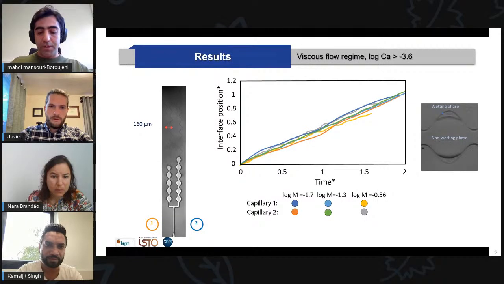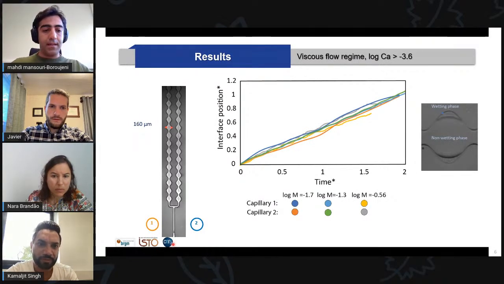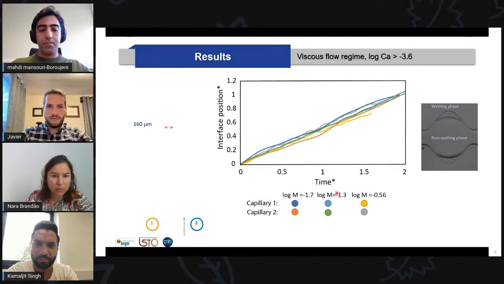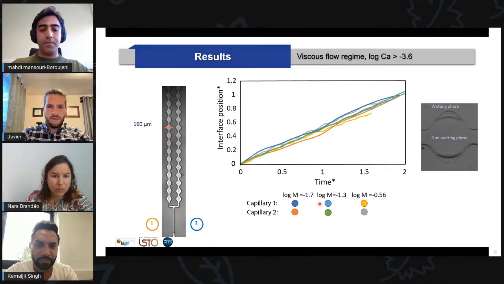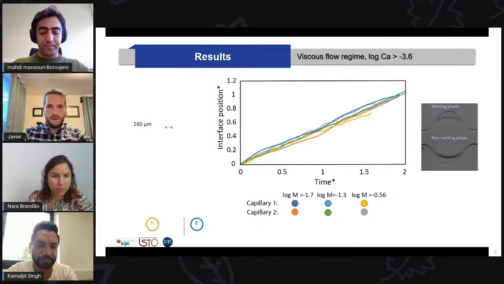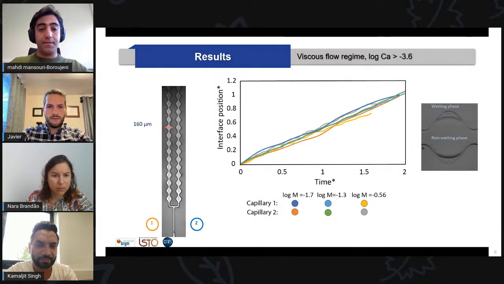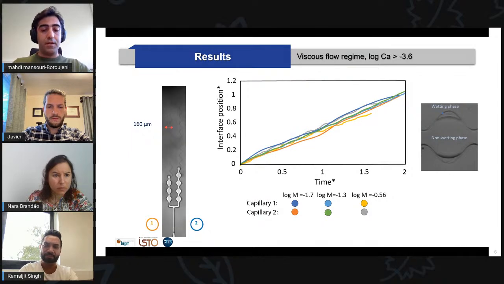Here, at the viscous flow regime with high flow rates, you can see the non-wetting phase invading through the porous medium. Meniscus position for different mobility ratios is depicted versus time, and time and interface position are normalized by the time the meniscus takes to invade one capillary and the length of the capillary, respectively. We can see the meniscus is able to invade both capillaries simultaneously, and the viscous forces are dominant at this flow regime. The transport of the meniscus in both capillaries is very similar.